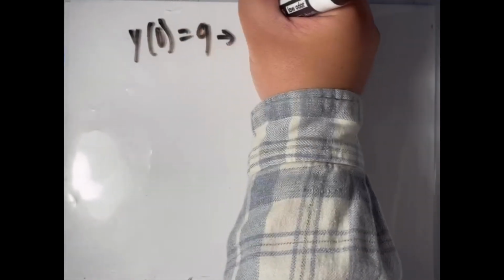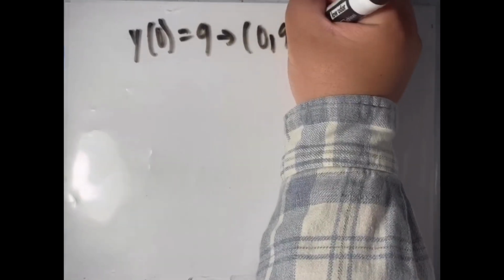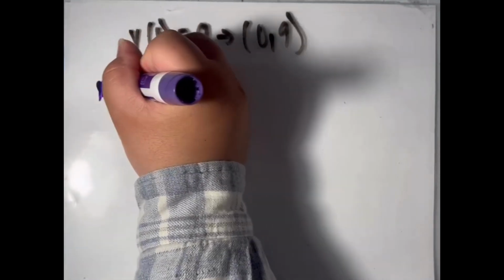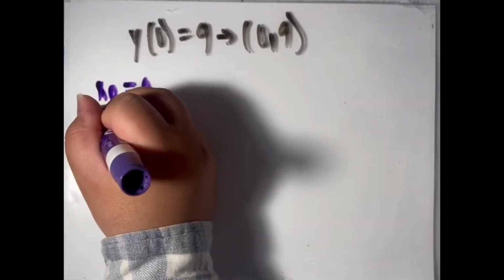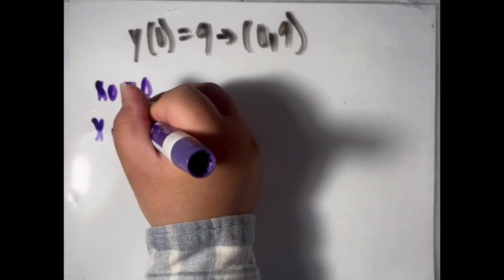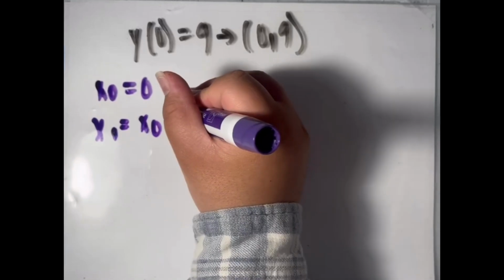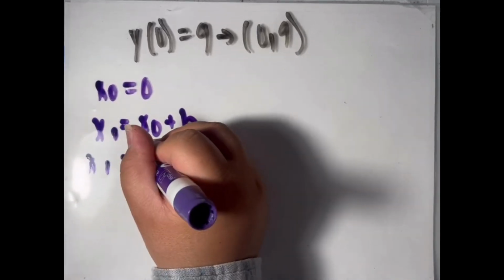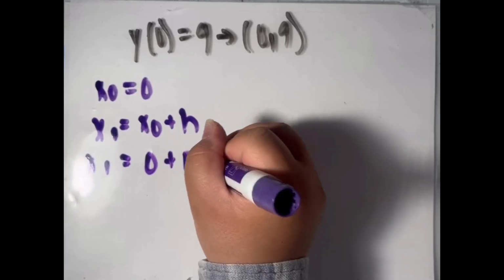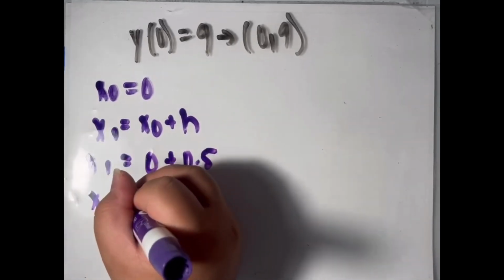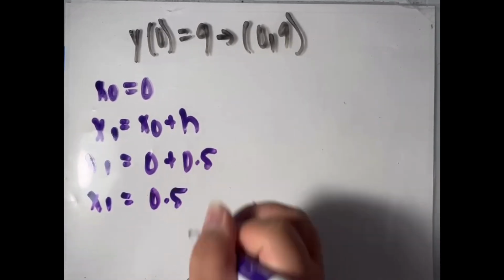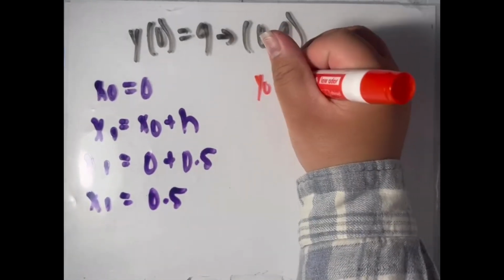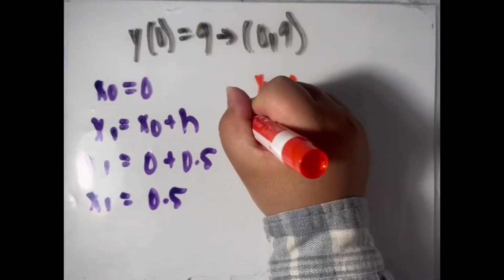Before we start, keep in mind that y of 0 is equal to 9, which means that we get the coordinate point 0, 9. This gives us x sub 0 is equal to 0. To find x sub 1, we add x sub 0 and our h value. This means that x sub 1 is equal to 0 plus 0.5, which is equal to 0.5. This also gives us y sub 0, which is equal to 9.